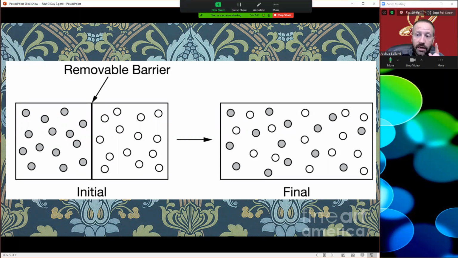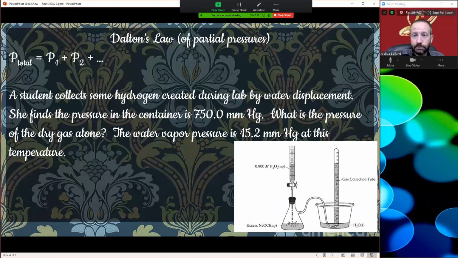Be ready for particulate diagrams when it comes to gases. That doesn't make it a hard question. In my opinion, it usually makes it an easier question. So be ready for it. They like particulate diagrams with gases, just expect them.